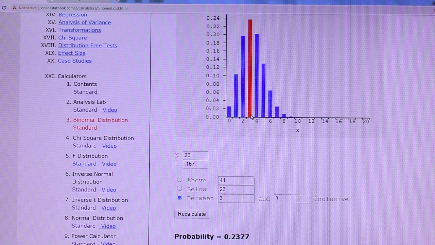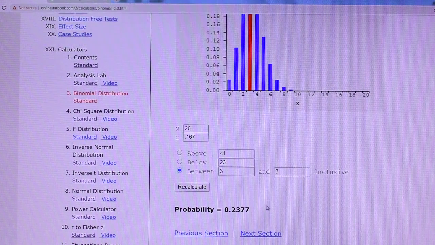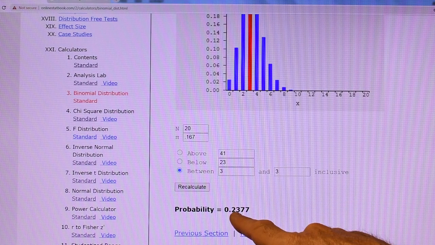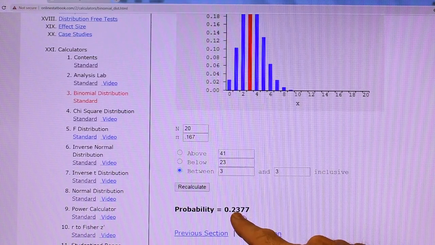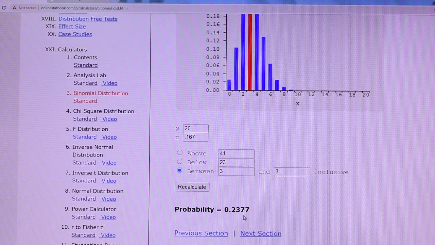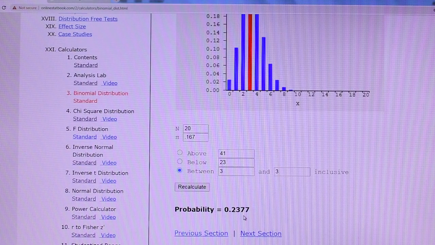That happens to be the average as well, or the mode. So 3 is the most likely number of times the 4 will come up. How likely is that to happen? So here's the probability. What that means is if you roll the dice 20 times, the 4 is going to come up 3 of those times about 23% of the time. So that's what the most likely outcome is going to be.